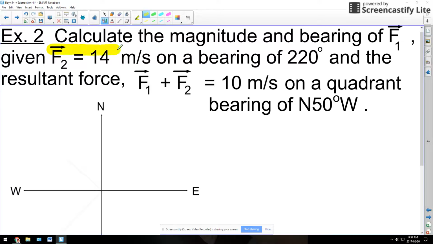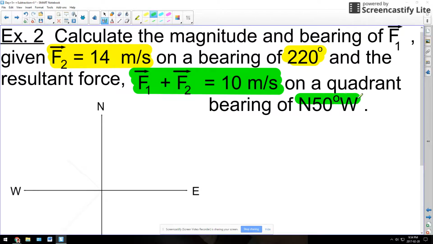We're given F2 has this magnitude, and it has this bearing. And we're also given that the resultant has this magnitude, and it has this bearing. Okay? And the goal, the end result, is to figure out some information about F1, namely its bearing and its magnitude. Okay? That's the end result.